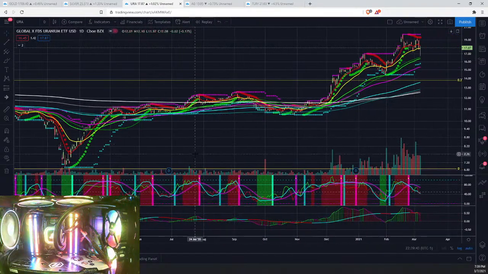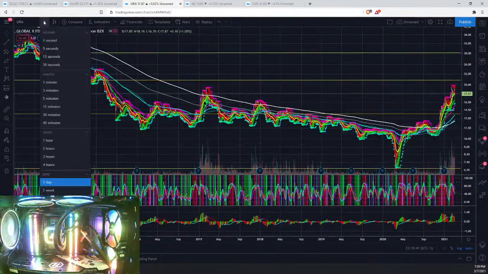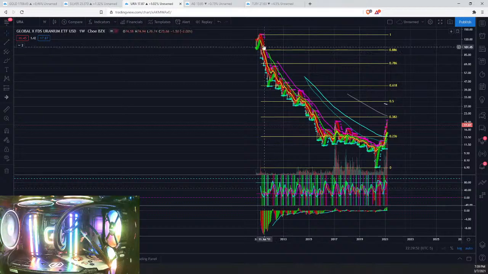So uranium, same thing. Uranium has been in a downtrend, topped out back here, and this is the ETF for uranium. Somebody was asking about it. URA is the ticker symbol for it, the Global X Uranium ETF. In 2011, uranium topped out roughly.